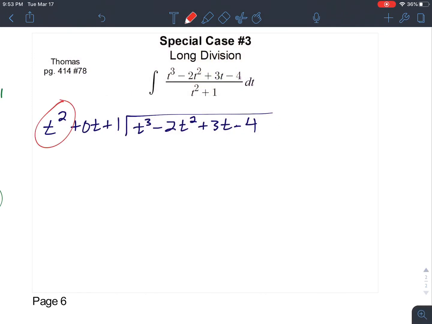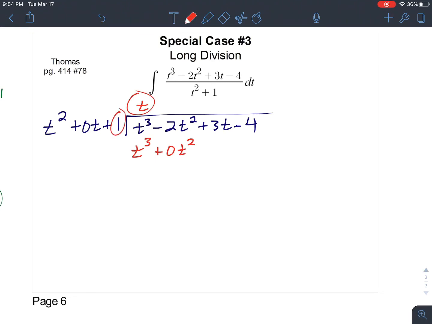Now we have to figure out what is going to multiply with t squared to make t cubed. And we know that's going to be t. Now we have to multiply this t by t squared. And we know that that's going to become t cubed. Then we need to multiply t with the 0t. Well, that's just 0t then. 0t squared.